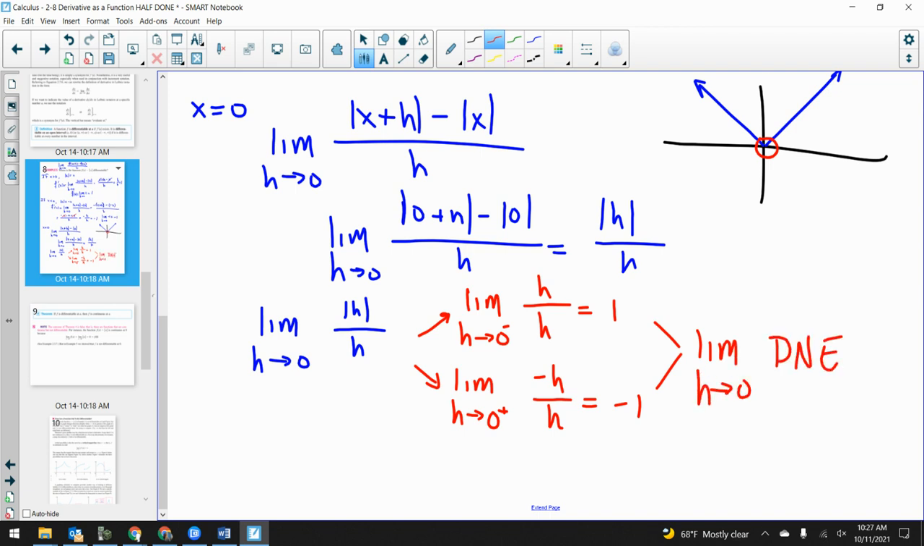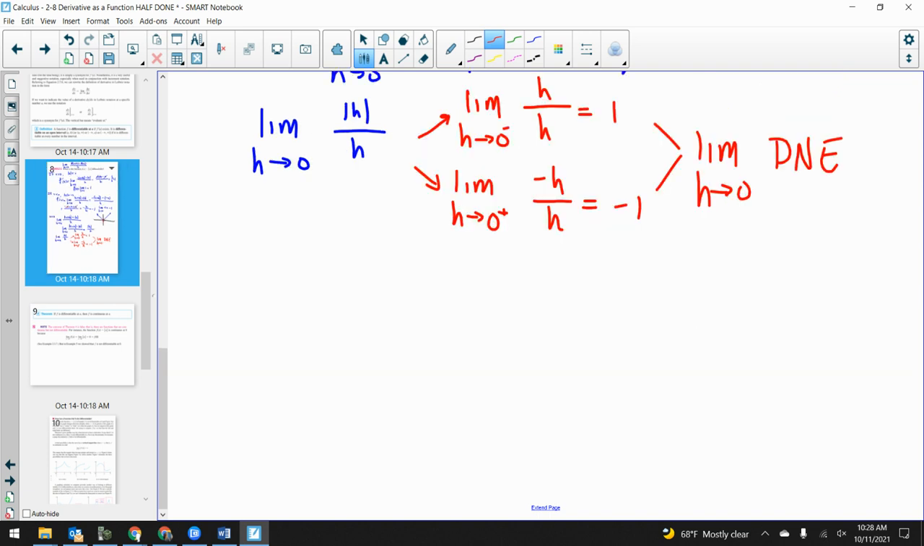So what does that mean? That means that at that point, this is not differentiable. It is impossible to find the derivative at that corner point, at that point where it comes to a nice, clean edge. I am not saying that, think about this. Was that point rounded out at the bottom? No, it came to a nice, clean point.